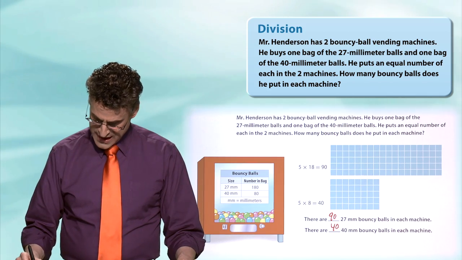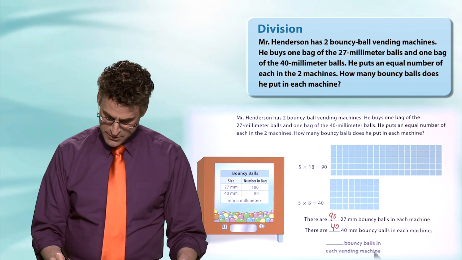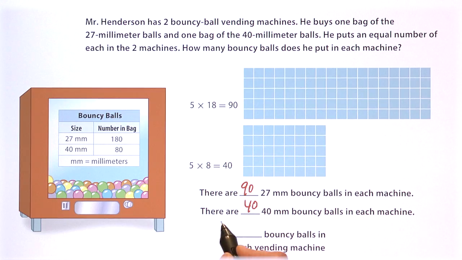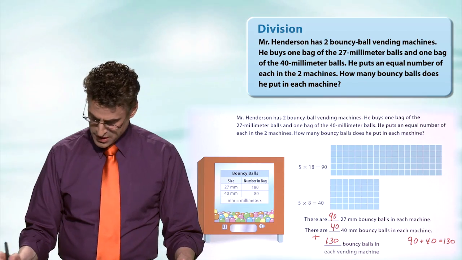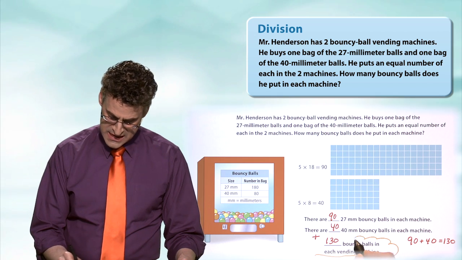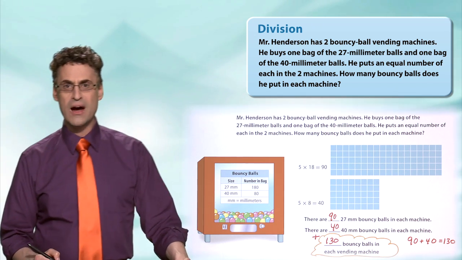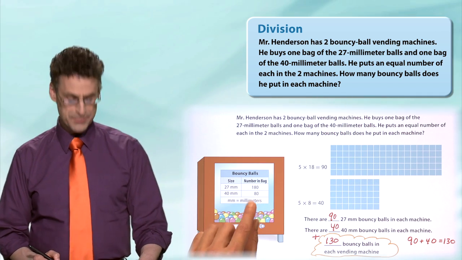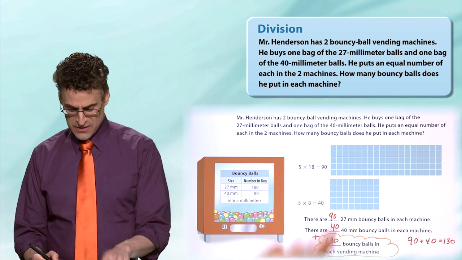And so if we add them up, how many are we going to have total? Well, all we have to do is just add these numbers. So take 90 plus 40, and 90 plus 40 is 130. And so I see 130 bouncy balls are, in fact, going to be in each vending machine. And we figured that out by finding half of 180, half of 80, and then adding those numbers up, and we see 130. Math is all around us, even when we're at vending machines looking at different sized bouncy balls. Who would have guessed? Have fun finding math all around you, and I'll see you soon.